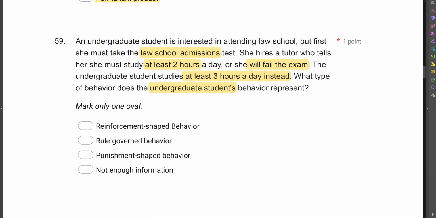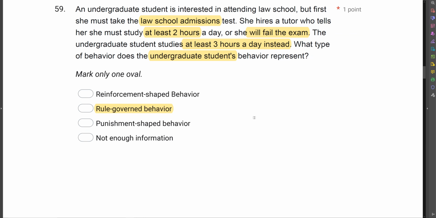It's still rule governed. So typically you're going to call it rule governed, right? Or contingency shaped, but you can break it out to reinforcement or punishment shaped if you like. But here it doesn't matter regardless because it's going to be rule governed. She hasn't come into contact with reinforcement or punishment. All she knows is the rule that states the contingency. And so her behavior changes because of this verbal statement. Therefore, it is rule governed.